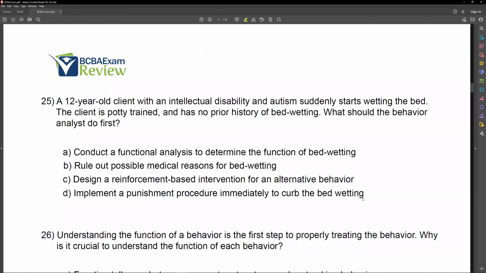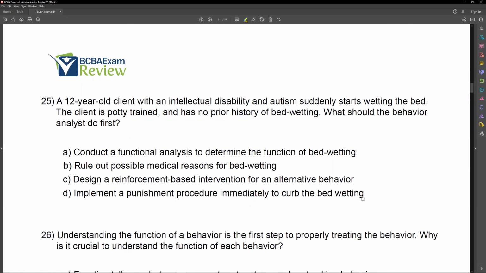25, a 12-year-old client with an intellectual disability and autism suddenly starts wetting the bed. The client is potty trained and has no prior history of bedwetting. What should the behavior analyst do first? All right, this is a scenario I've actually seen before where we have a pretty typical 12-year-old client we've been working with a while, right? No issues ever wetting the bed. They're potty trained. All of a sudden, bedwetting out of nowhere. Okay, nothing seems to have changed. What should you do first?